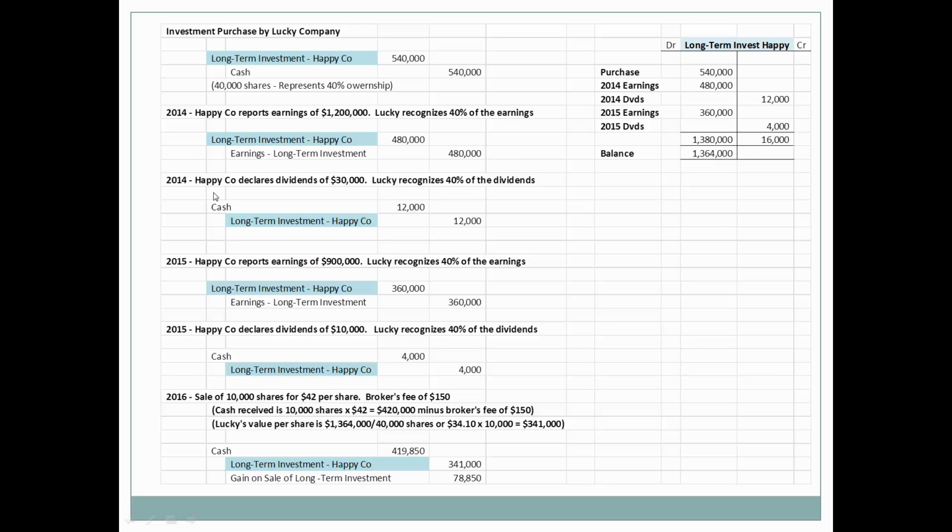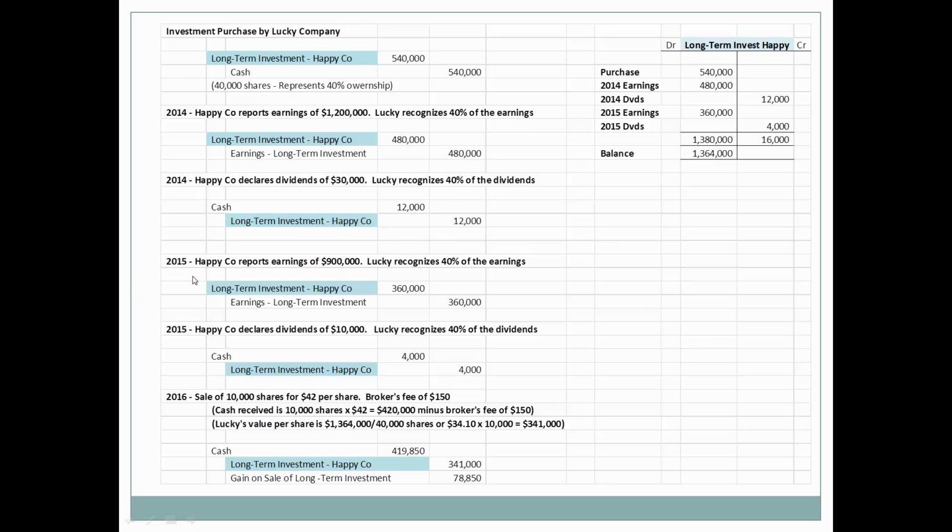Next, in 2014, Happy declares dividends of $30,000, and so Lucky, which is the owner of these shares of stock, will recognize 40% of the dividends. This is just like when a company pays out dividends, the value of the company or the equity section goes down because they paid out dividends. So Lucky's going to recognize the cash they received, and 40% of the dividends would be $12,000. They paid out $30,000, 40% of that's $12,000.